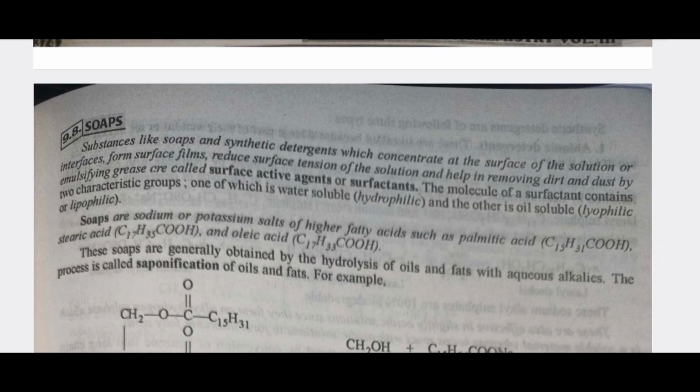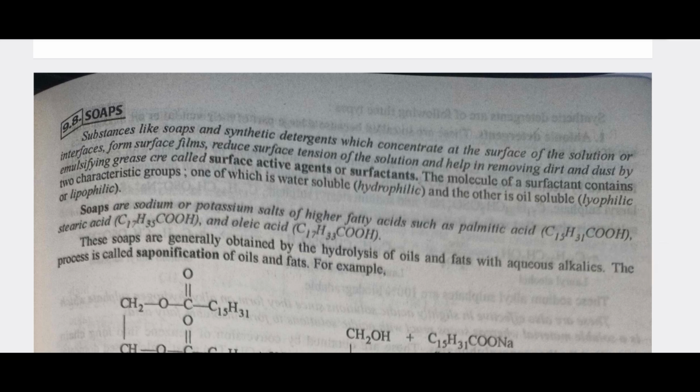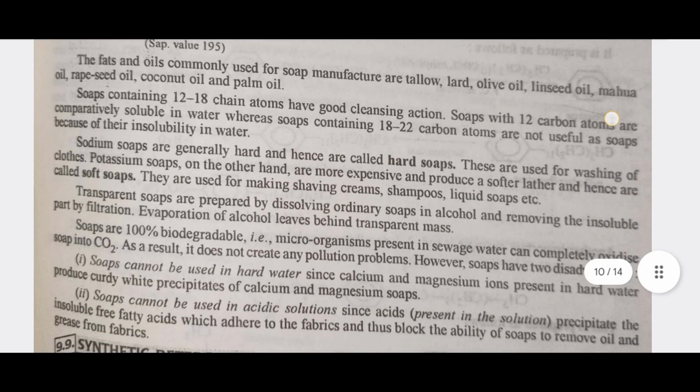Soaps. Substances like soaps and synthetic detergents, which concentrate at the surface of the solution or interfaces to form surface films, reduce surface tension of the solution and help in removing dirt and dust by emulsifying grease, are called surface active agents or surfactants.